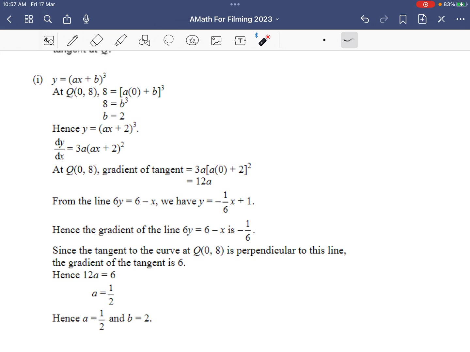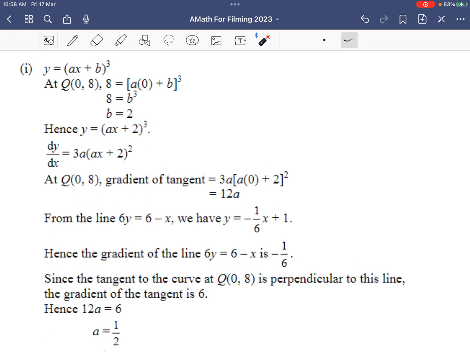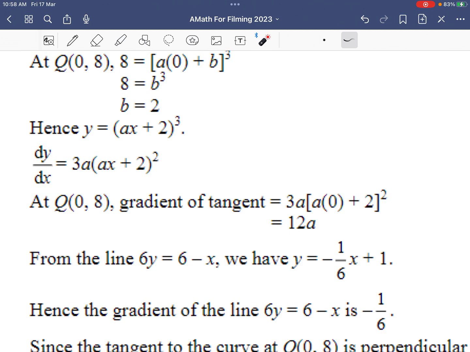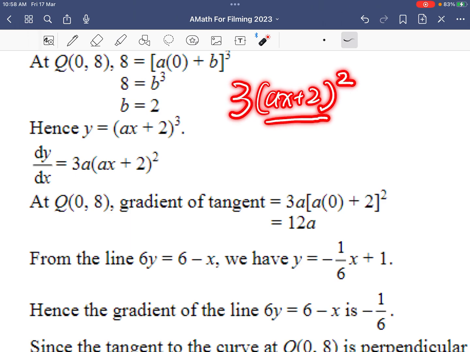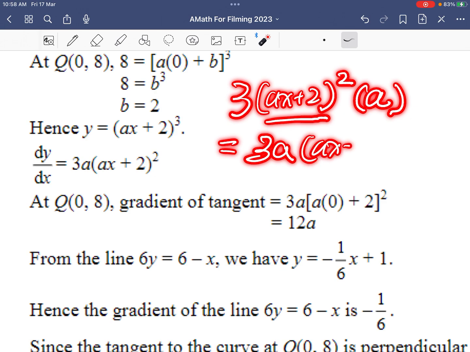So I can fill in the value of b, (ax plus 2) cubed. Now, if I differentiate, this differentiation may be a bit tricky. Let me help you here. I start from here. So it's (ax plus 2) to the power 3. I bring it down. 3 minus 1 gives me 2. Then you differentiate ax. A is a constant, so you get a. Plus 2, you differentiate, you get 0. That's why this becomes 3a(ax plus 2) squared as given here.